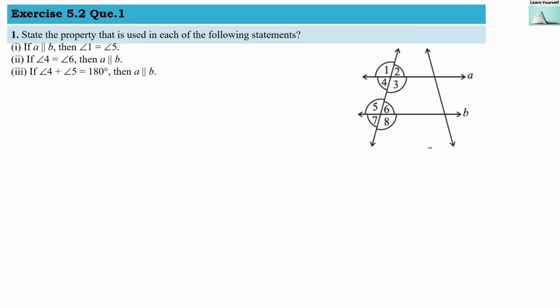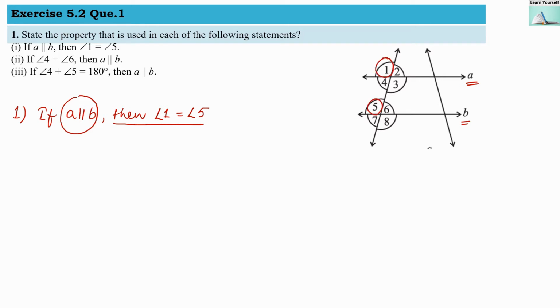So here they have given some statements and we have to check which property they have used here. Our first statement is: if A is parallel to B, then angle 1 is equal to angle 5. Now they have said that angle 1 is equal to angle 5 and that A is parallel to B. Let us check here. Line A, line B, they both are parallel to each other and angle 1 is equal to angle 5.